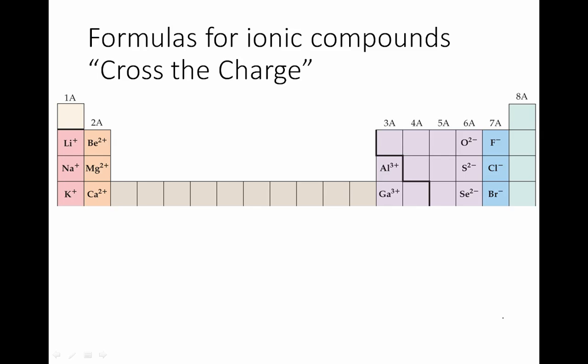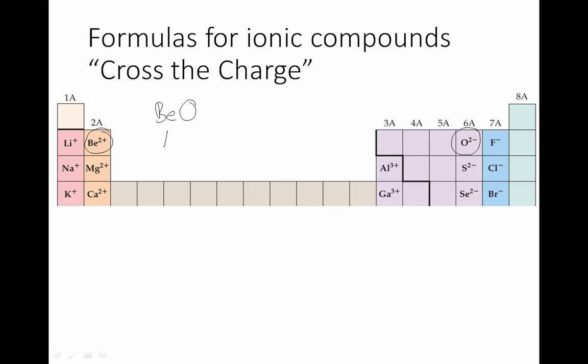In order to do that, we're going to do what's typically called cross the charge. Cross the charge is just simply the short way of saying make the charges balance out. Meaning, it's easy to see that if you have O2 minus combining with beryllium 2 plus, one has a 2 plus, one has a 2 minus. So you can combine these two together in BeO because the charges balance out. But what if the charges don't balance out?